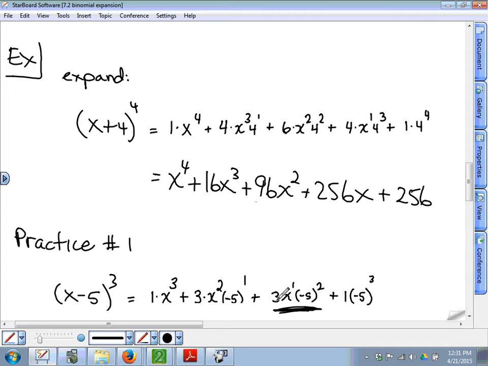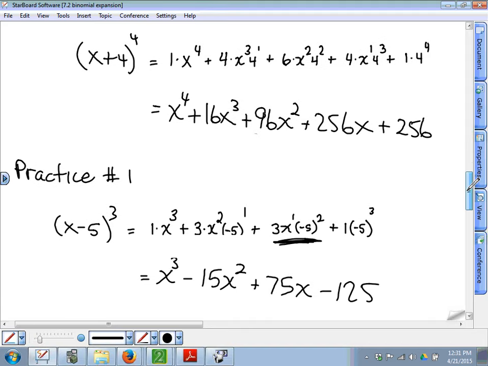So at any rate, we've got 25 times 3, which is 75. So this turns into 75x. And then negative 5 to the third power is minus 125. So your final answer would look like this. x to the third minus 15x squared plus 75x minus 125. It's the exact same thing that we did with a's and b's. We're just doing it now with x's and numbers. It's not different at all.